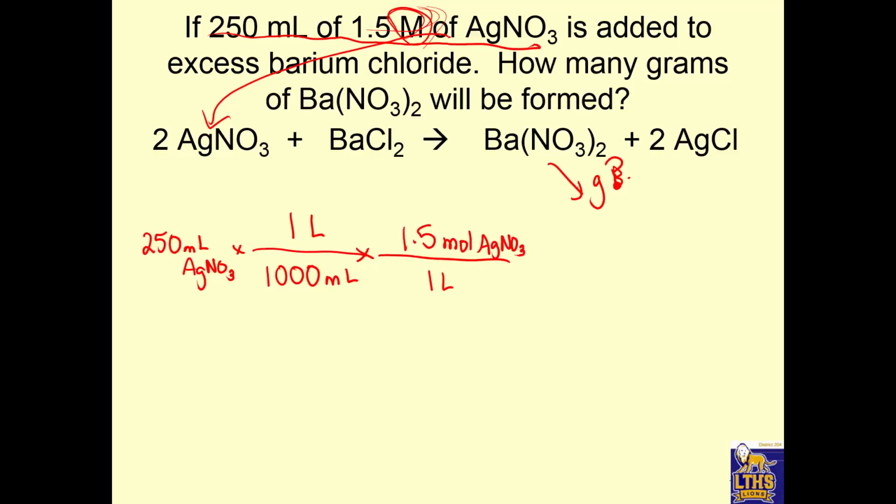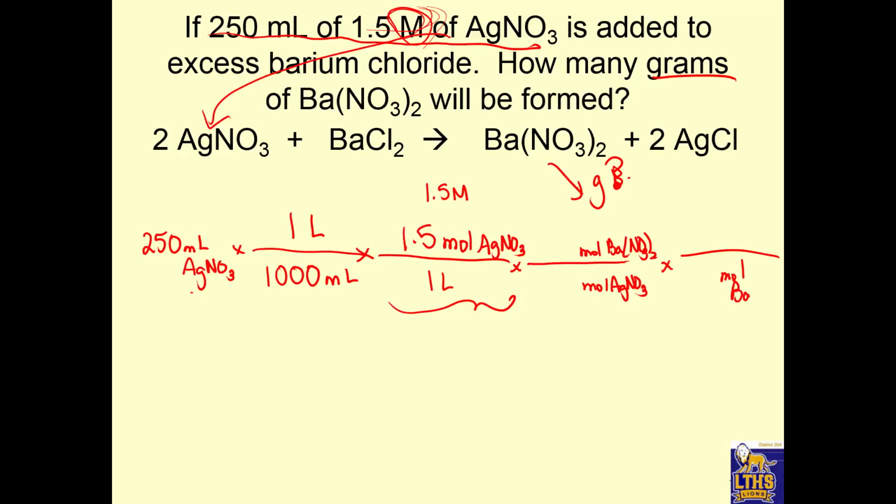Okay. So notice, this is silver nitrate solution, this is silver nitrate solution, this is my 1.5 M. Now I'm ready, because this is moles, to change moles of silver nitrate into moles of barium nitrate. And then the last step is hopefully familiar, moles of barium nitrate to grams of barium nitrate.